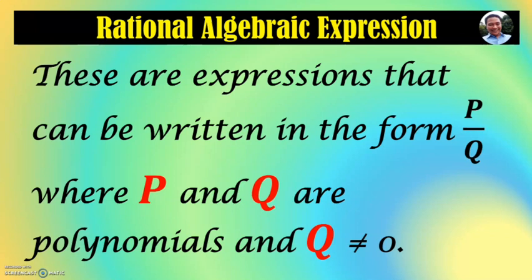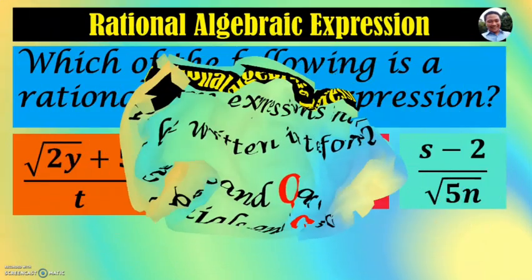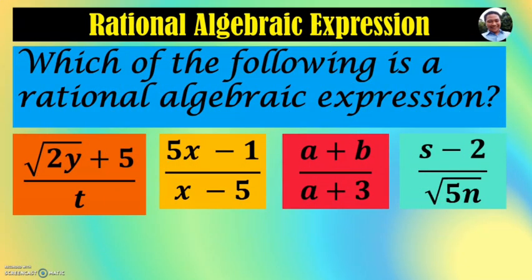Why is it that Q should not be equal to 0? Take note, Q here is the denominator. Later we will find out. Anyways, let's continue with this. Now, which of the following is a rational algebraic expression?